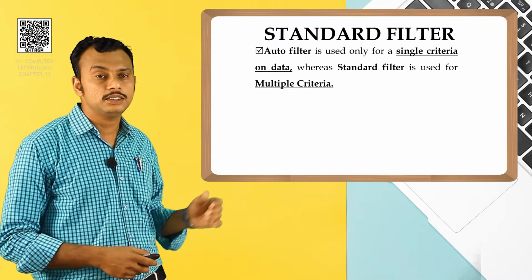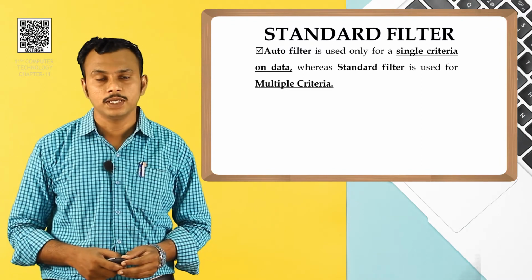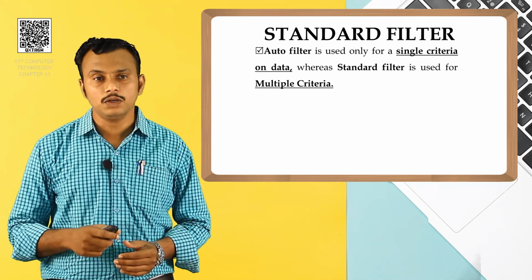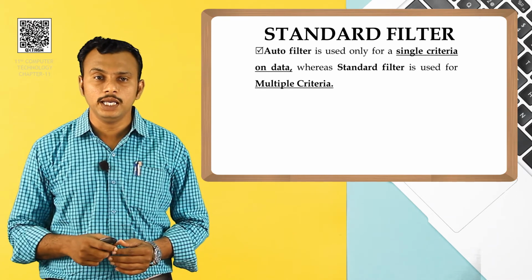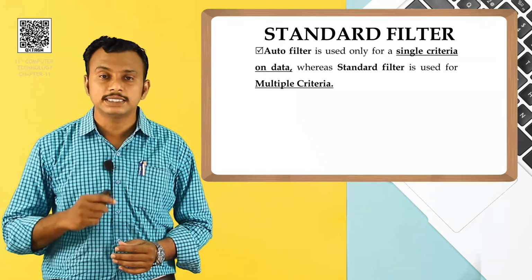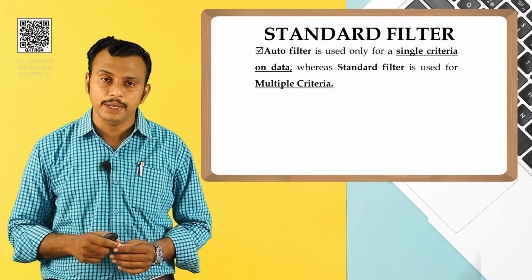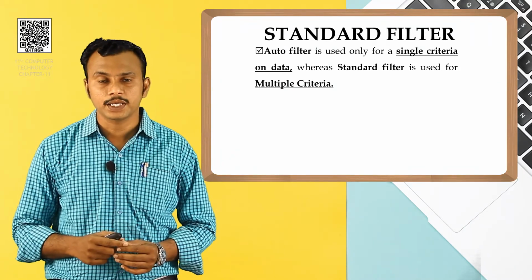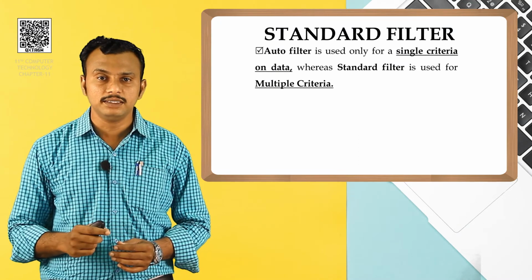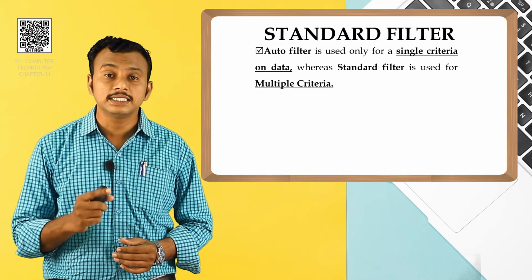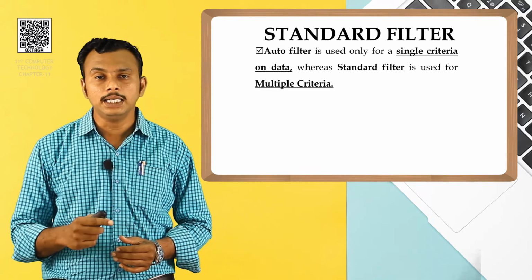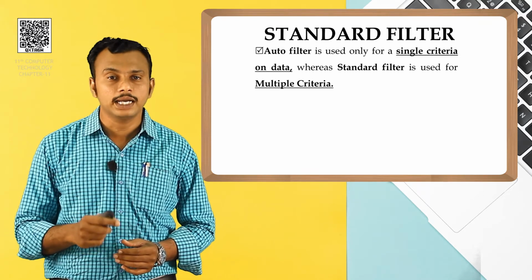Students, now we are going to see about the standard filter. In the previous topic we discussed the auto filter. Auto filter means you can filter only based on one criteria, that is a single criteria. But standard filter means you can filter based on multiple criteria. Can you understand, students? Auto filter means we can filter based on a single condition, but standard filter means we can go for multiple conditions, that is multiple criteria.